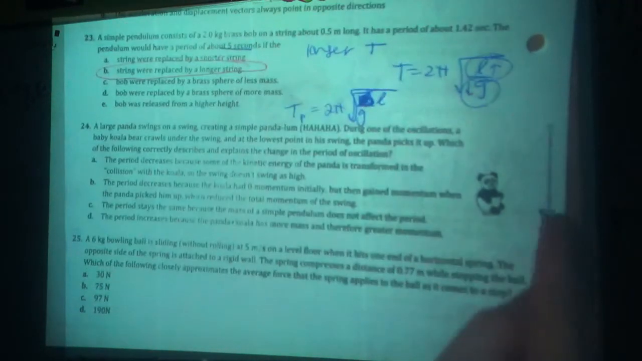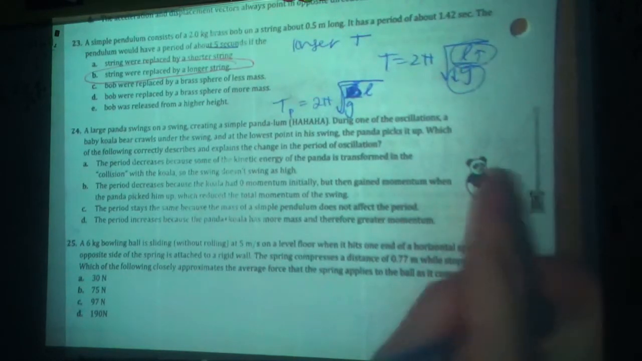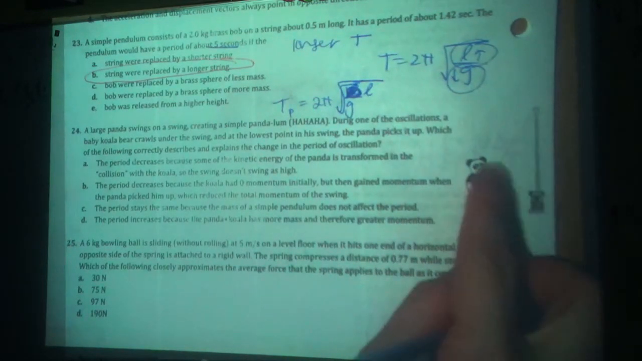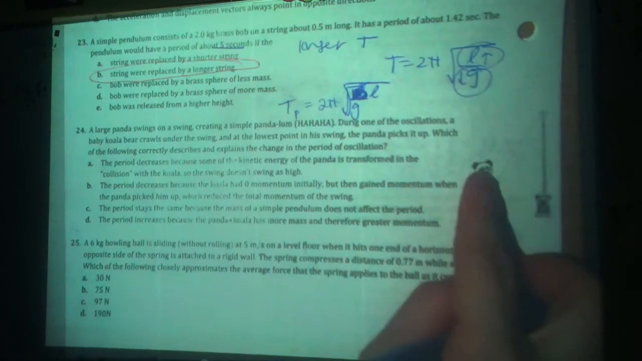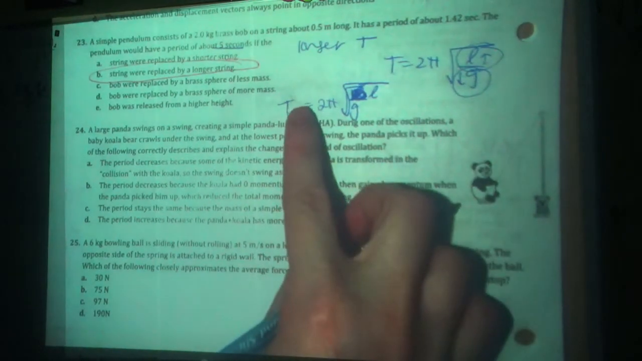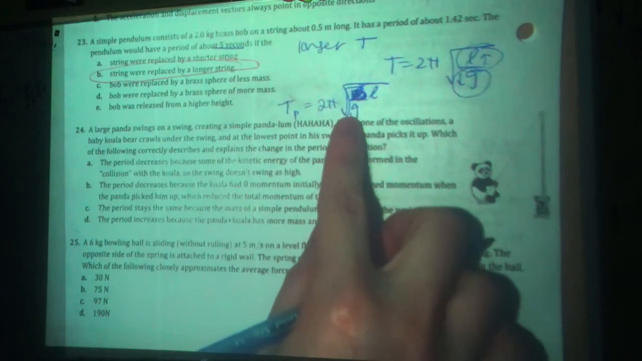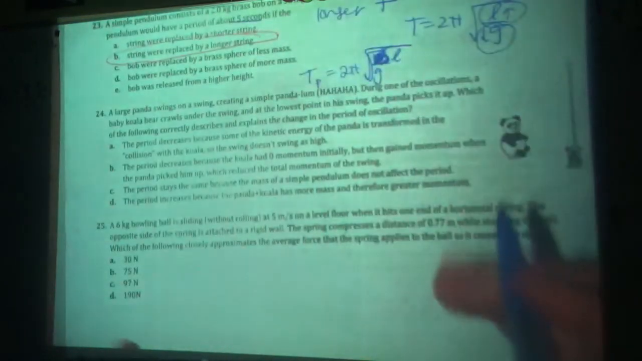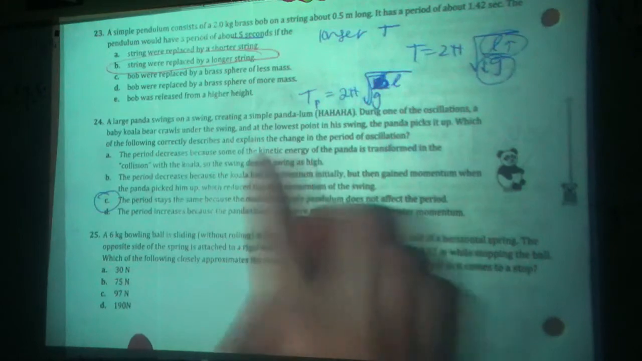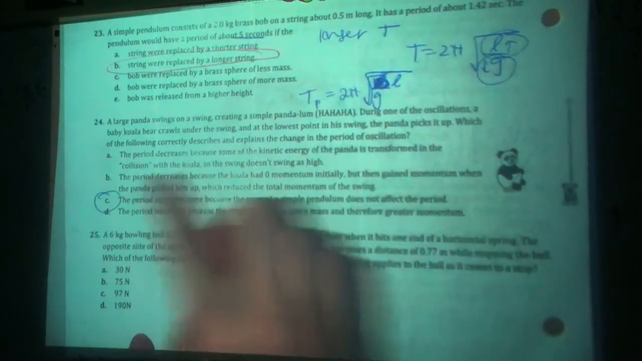So whenever he picks up the koala bear, he's changing the mass of the system, which does not have an effect on the period. He hasn't changed the length of the pendulum, and it hasn't changed the acceleration due to gravity. When I read this, I was like, C, and then I read part A: some of the kinetic energy of the panda is transformed in the collision, so it doesn't swing as high. This part right here is completely true.